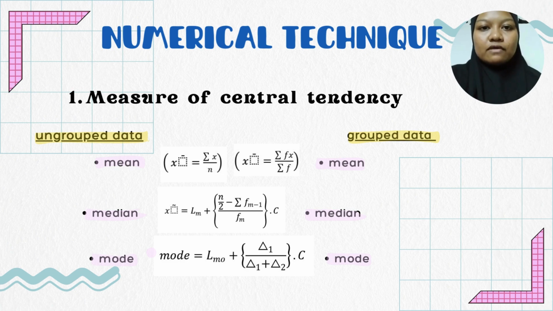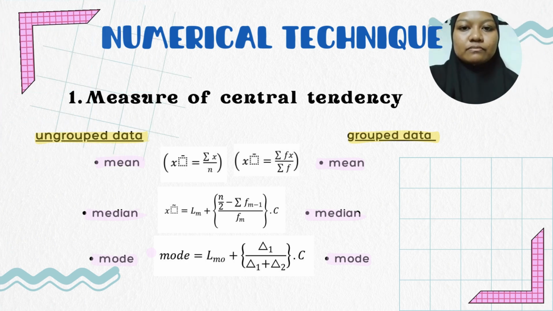Mean is known as the average of the data and can be calculated using the formula as shown below. Next, median is the middle value in an ordered array of observations and can be calculated using the formula below. Last, mode is the value that occurs most frequently in a set of observations, using the highest frequency of data, and can be calculated using the formula as shown below.